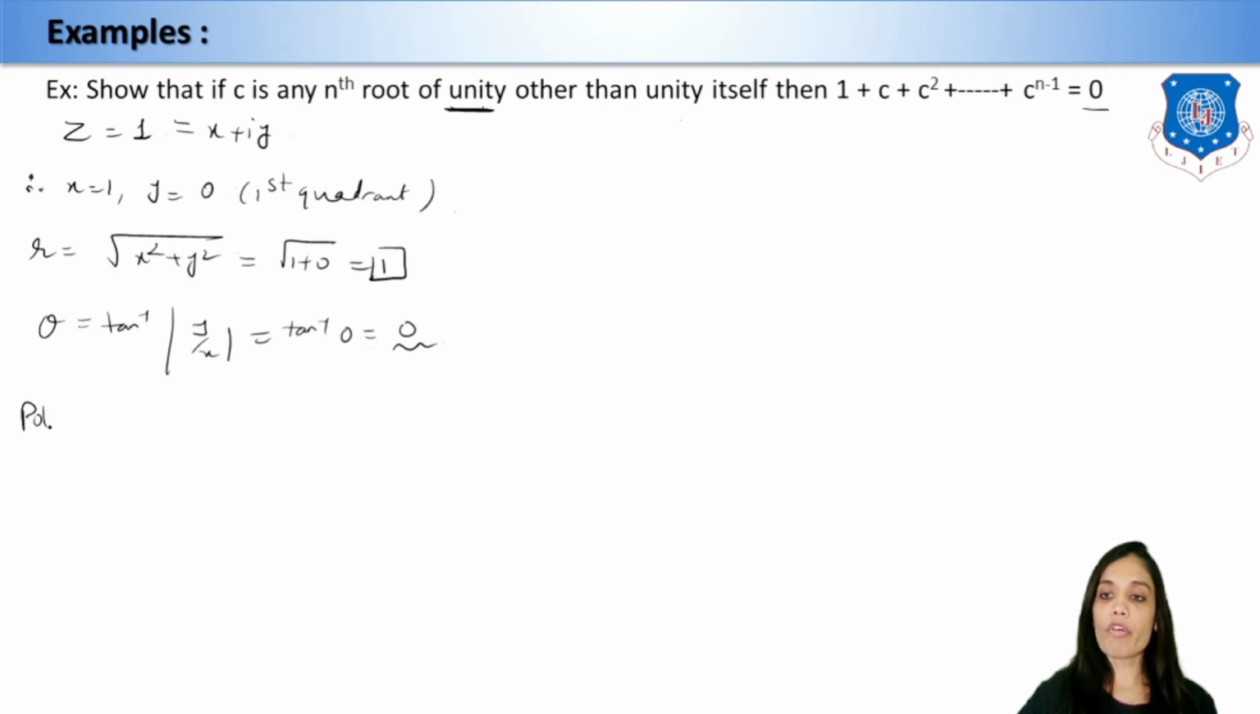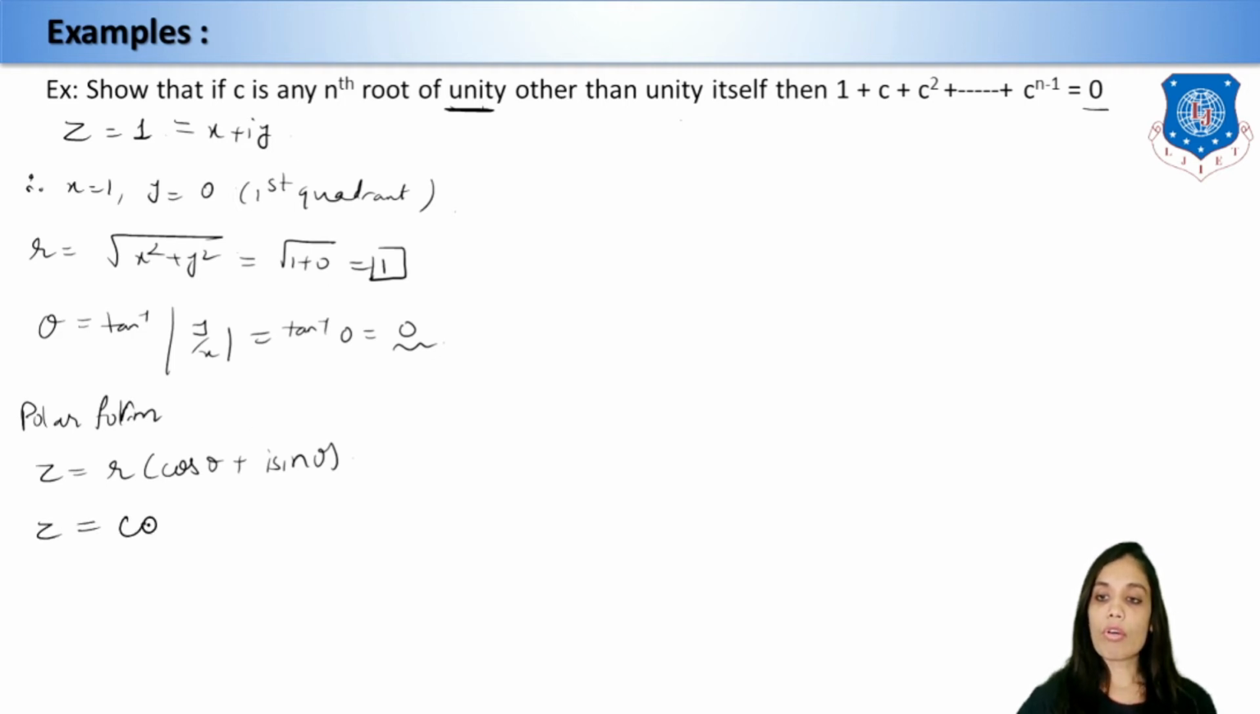So in polar form, z is equal to, formula is r times cos theta plus i sin theta. Just put the values of r and theta. So finally z will be equal to cos 0 plus i sin 0. This is the polar form of our complex number. Now we want to find the nth root of unity. That means we want to find z raised to 1 upon n, that is 1 raised to 1 upon n.